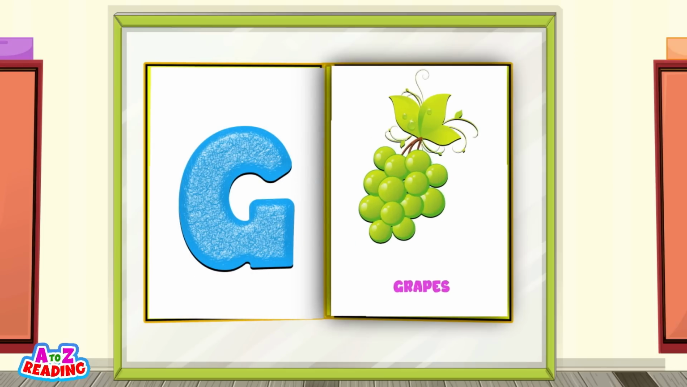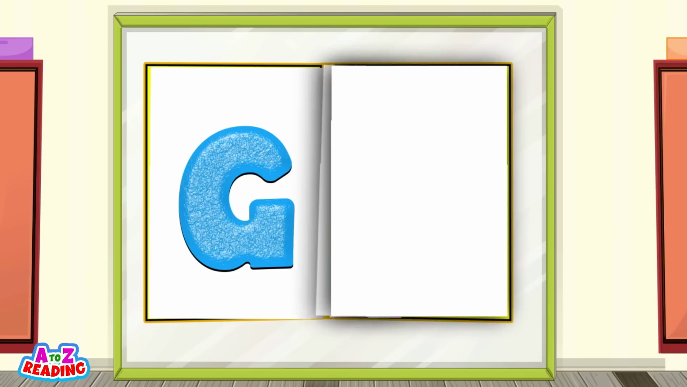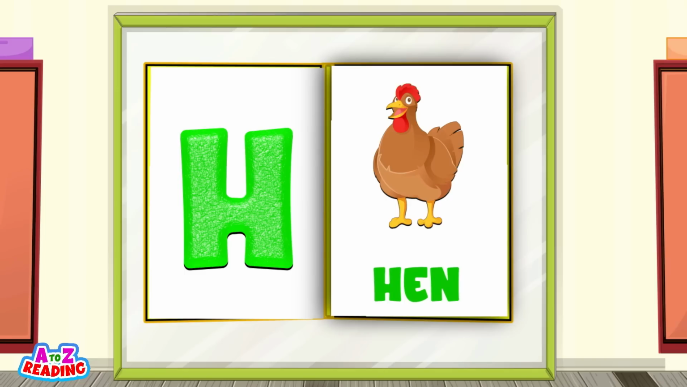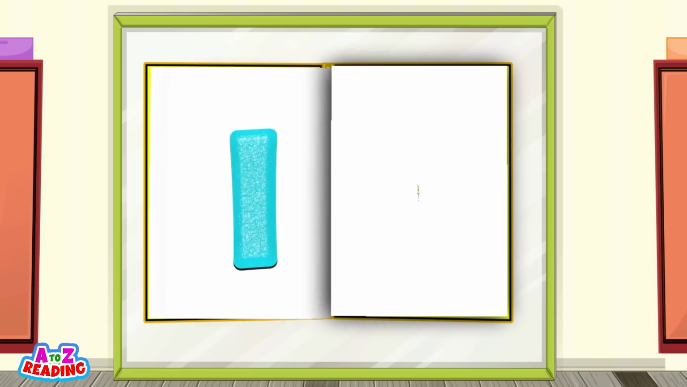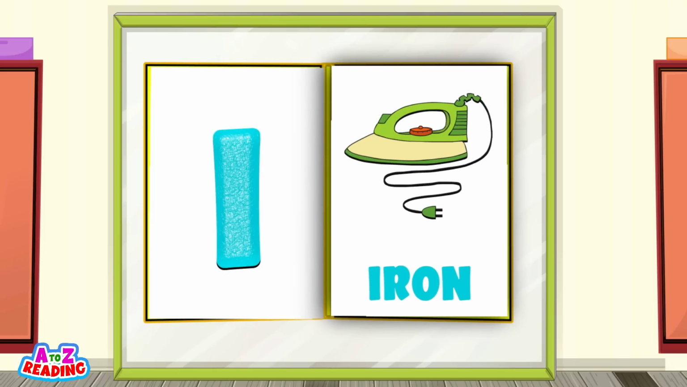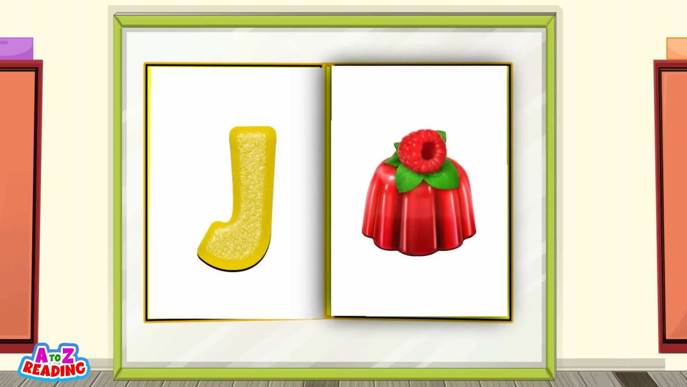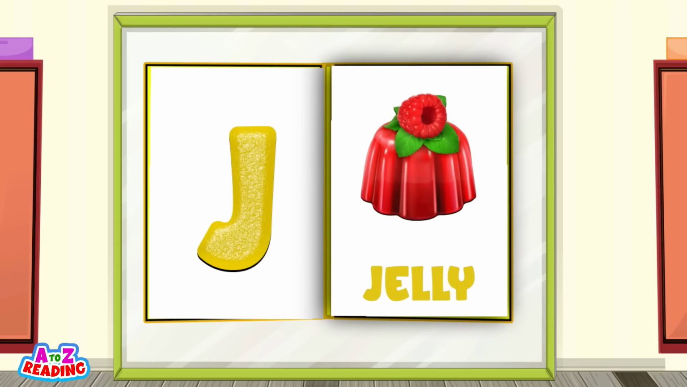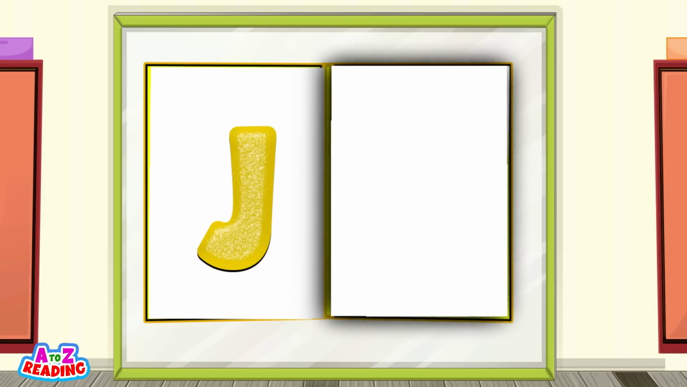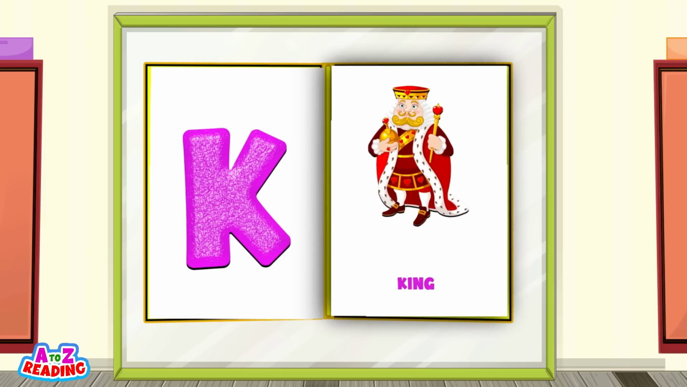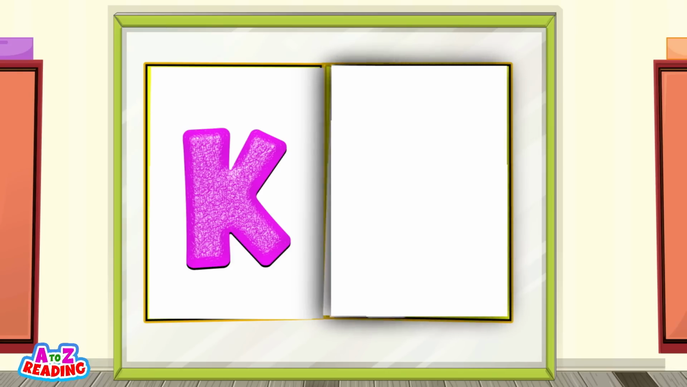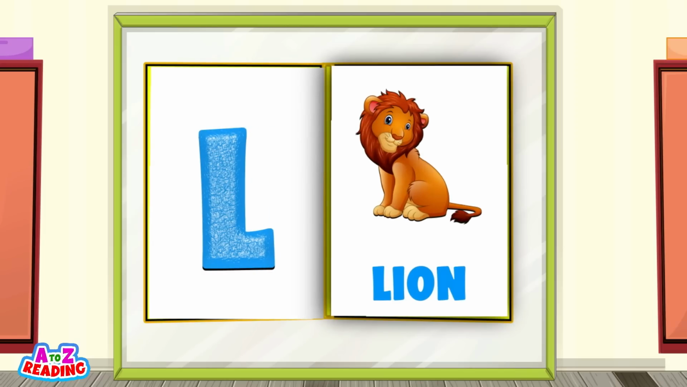G. G is for grapes. H. H is for hen. I. I is for iron. J. J is for jelly. K. K is for king. L. L is for lion.